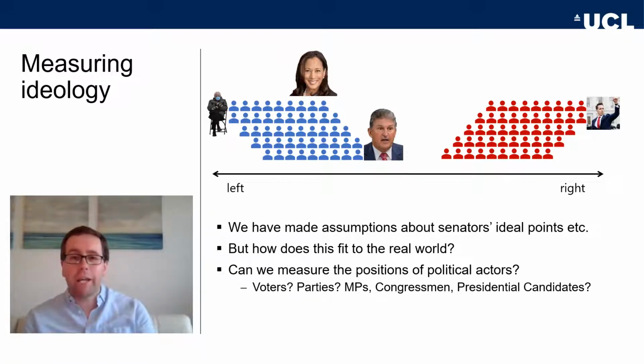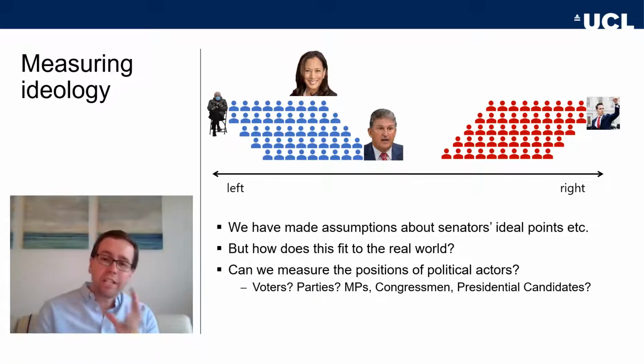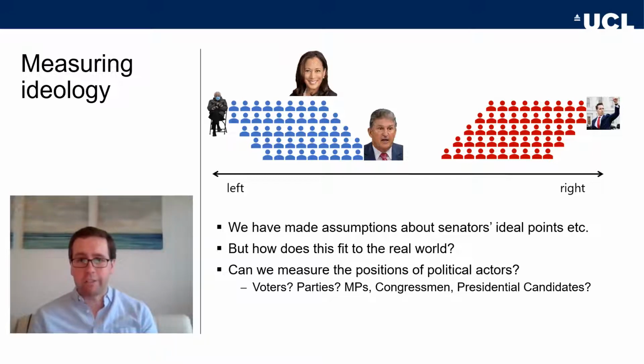And maybe we can make this more systematic. So is there a way to measure the positions of political actors, of voters, parties, congressmen, etc.? I made assumptions about, I showed you the graph with the US Senate. Is there some way to get at this, to actually identify the locations of these people? How did I know that the Joe Manchin character is the pivotal voter? So we need to think about this more systematically.